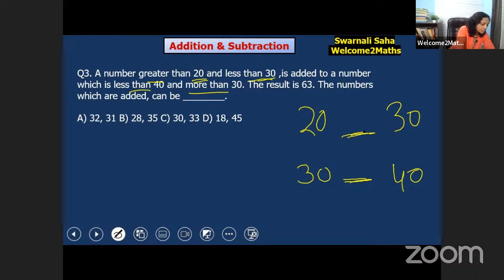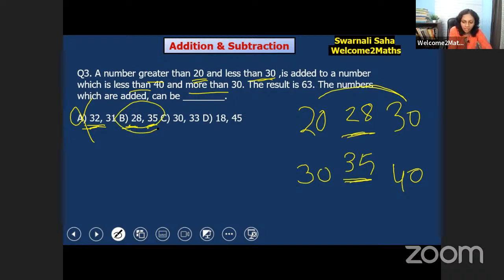First, option A is 32. But it says the number is between 20 and 30, and 32 is more than 30, so let's eliminate this option. It can't be our option. Now let's see option B, 28 and 35. 28 is between 20 and 30, and 35 is between 30 and 40. So it can be our answer. Let's keep this. Now let's see the next two options.